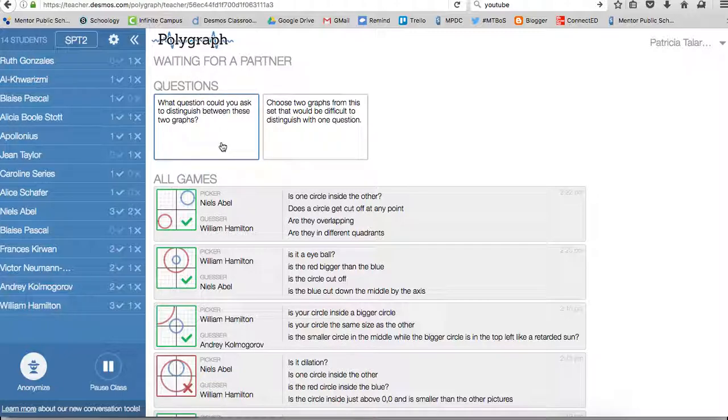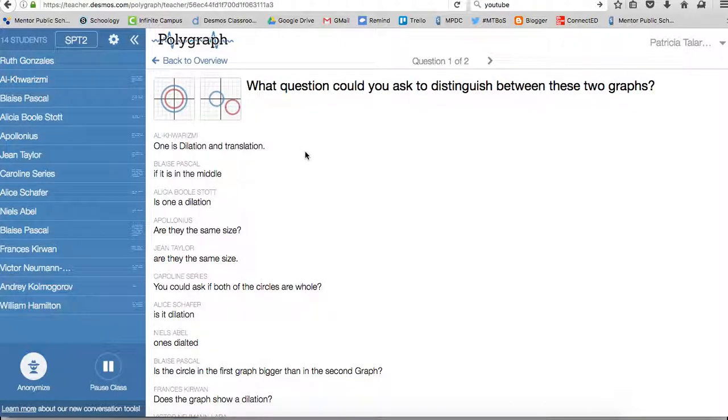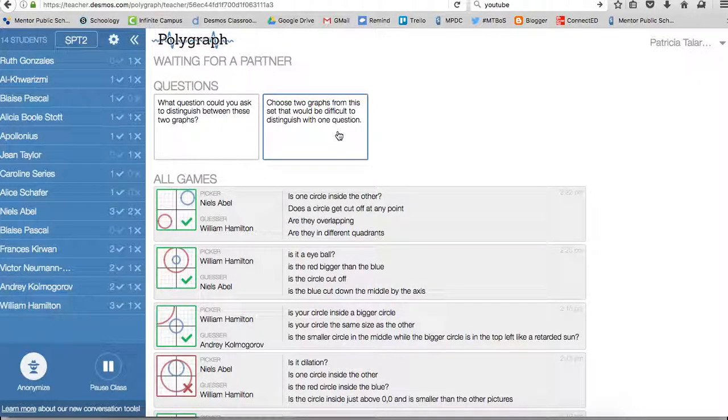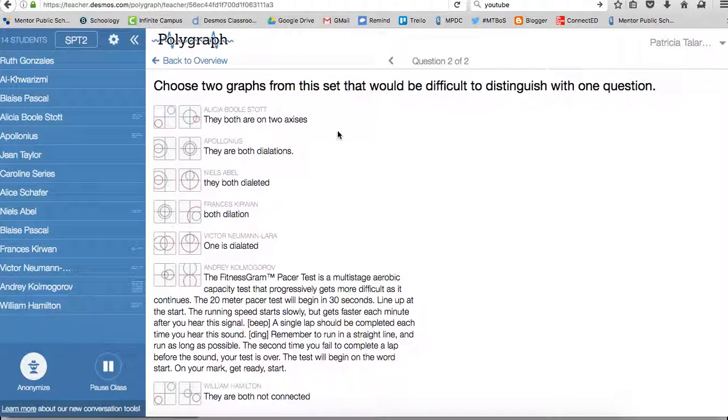And one other thing to mention is that polygraphs by default include these questions as a kind of time filler in between rounds. What question could you ask to distinguish between these two graphs? It picks two graphs from your set of 16 suspects to show the student to compare. Then it does the same thing, but this time it says choose two graphs from this set that would be difficult to distinguish with one question, and explain why.